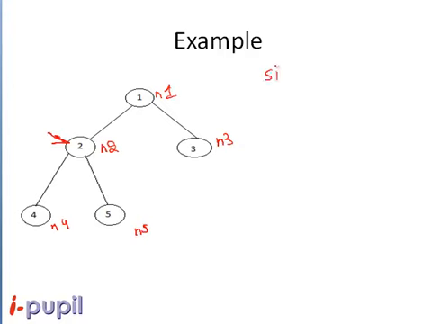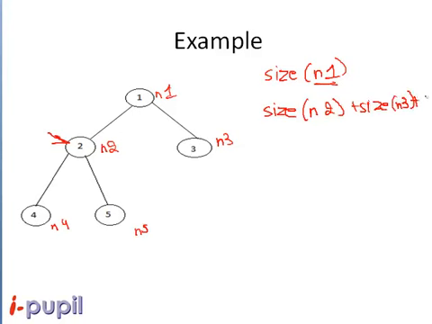Initially, we want to find out size of n1. So n1 is the root node. We want to find out the size of the tree whose root node is n1. Okay, so this turns out to be size of the left subtree, that is a pointer towards n2, plus size of n3 plus 1. Right, this is not actually n2, this is n1 left, which turns out to be n2.